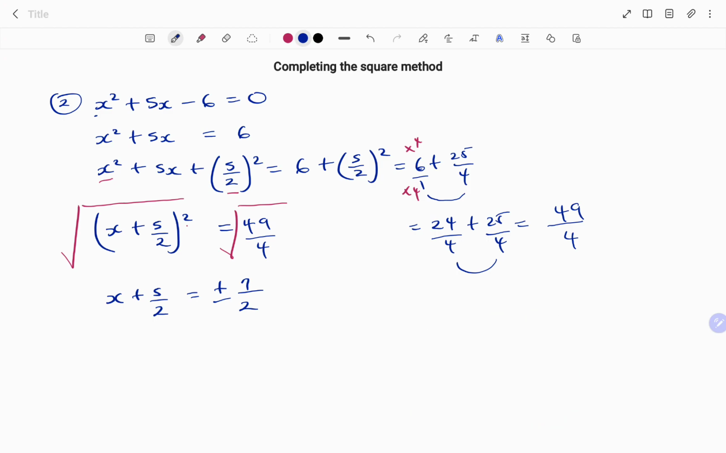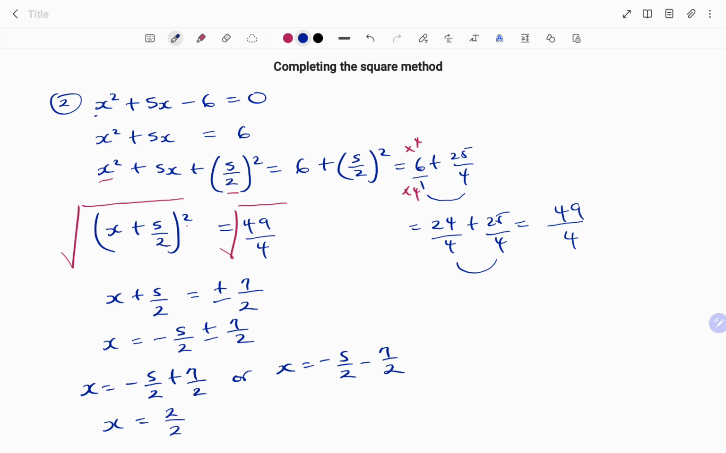So to find x, I need to take 5 over 2 to the other side, which will become a negative number. So x equals minus 5 over 2 plus or minus 7 over 2. So my x equals minus 5 over 2 plus 7 over 2, or x equals minus 5 over 2 minus 7 over 2. Therefore, x equals minus 5 plus 7, that's 2 over 2, which is 1, or x equals minus 5 minus 7, that's minus 12 over 2, and that will give me minus 6.